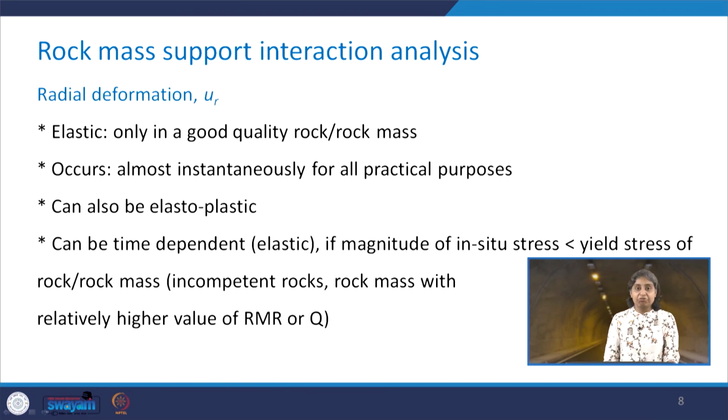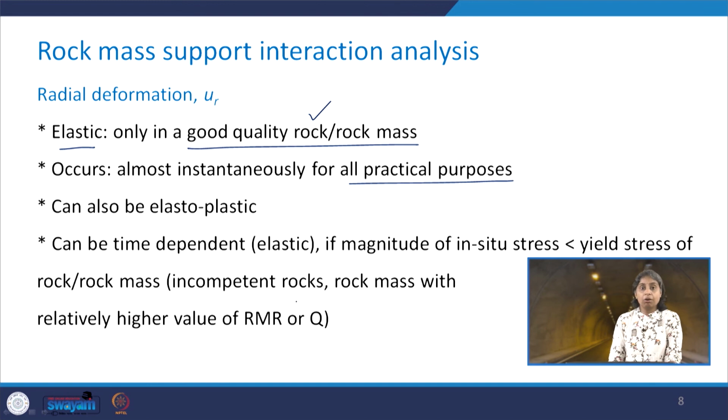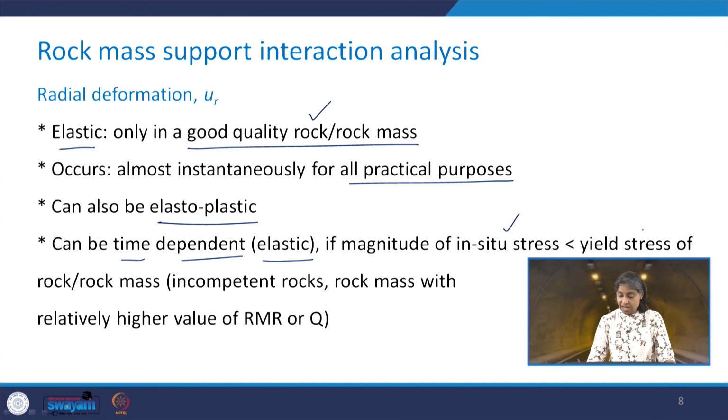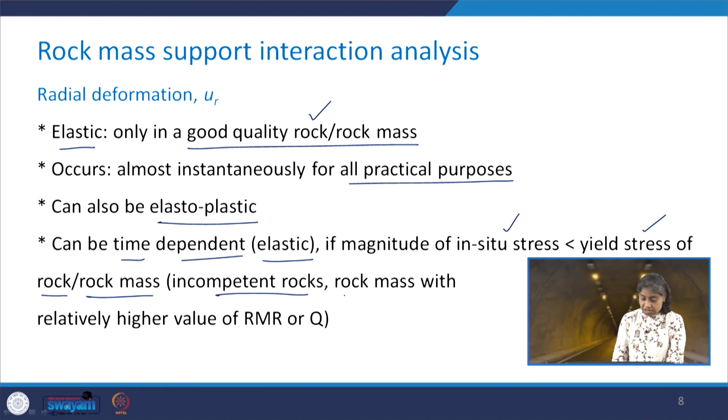Coming to this radial deformation, it is elastic only in very good quality rock or rock mass. It occurs almost instantaneously, for all practical purposes, in case you have very good quality rock or rock mass. Then this radial deformation can also be elastoplastic. It can be time dependent but elastic if the magnitude of in situ stress is less than the yield stress of the rock or rock mass. Incompetent rocks, rock mass with relatively higher value of RMR or Q, fall under this category.